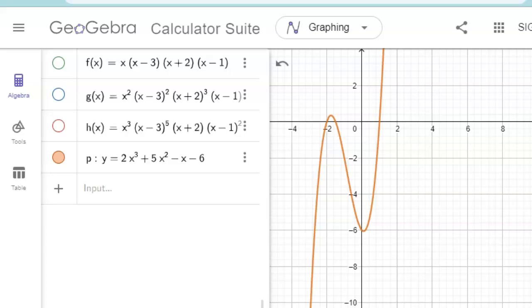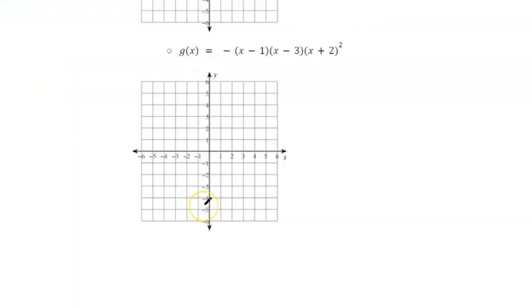So let's look at one more here. All right, last example here. So we've got this polynomial where it's already factored out for us, and you've got x minus 1, x minus 3, x plus 2 squared, and so you set each of those to 0. And so we have roots.